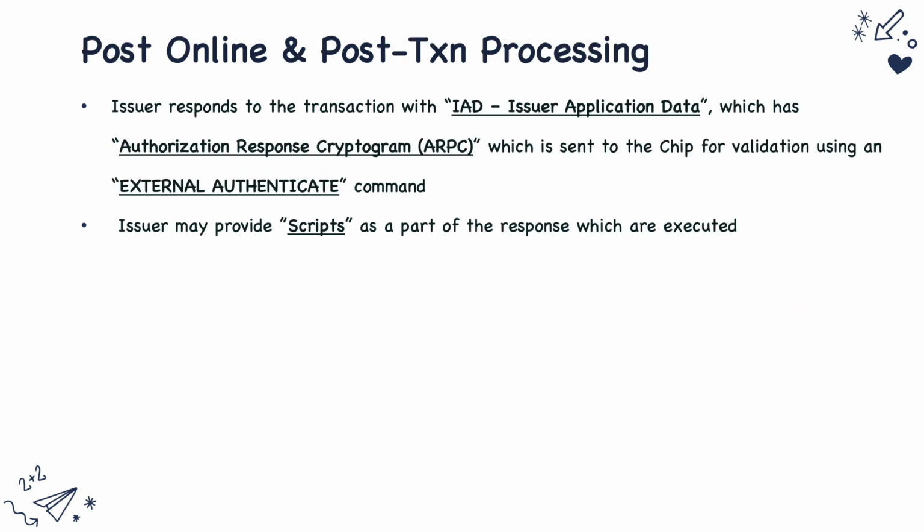For transactions which have been sent online to the issuer for decisioning, the issuer responds with the transaction decision and also sends something called an ARPC. This data element is sent to the chip for validation using a command called external authenticate. The issuers can also send the post issuance commands, which we saw in one of the first slides. The terminal passes these post issuance commands to the chip for execution, which marks the completion of the entire transaction.